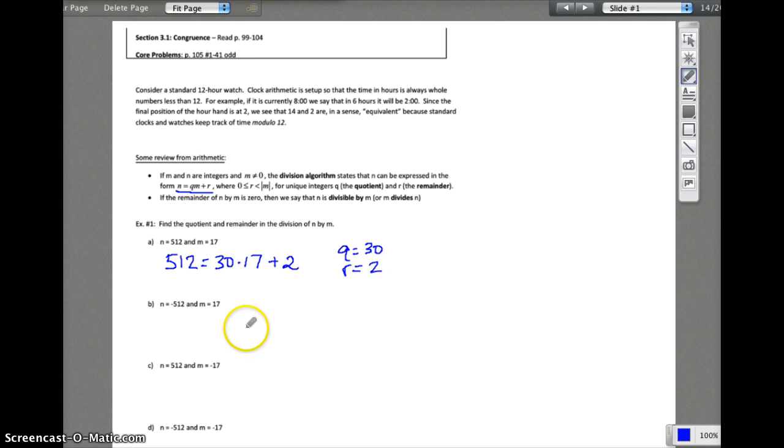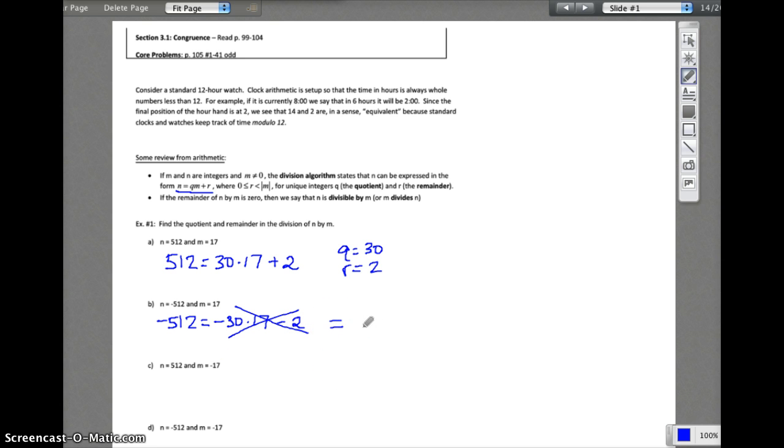If it's a negative 512 instead, let's think about how this changes. When we take negative 512 divided by 17, we see the same thing that we saw on our calculator screen before. A negative, though, is in front of our 30. So if we were to do just negative 30 times 17, let's write this down and see what the problem is. Negative 30 times 17 is negative 510. So to get negative 512, we would have to subtract 2. But we said that the remainder had to be positive, so this is not possible.